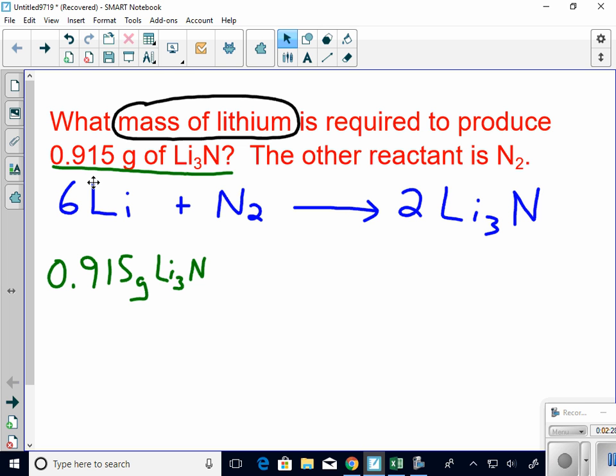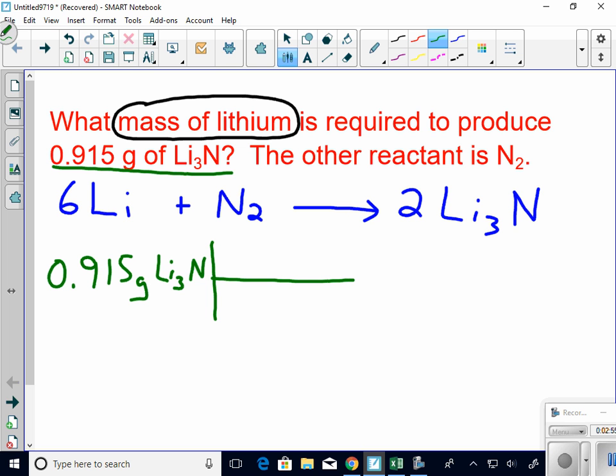That is a flux capacitor move. How do I go from mass to moles? I use the molar mass. Okay? You've done that. So go ahead and convert this into moles of lithium nitride. I set up my conversion box. I want my grams to cancel.